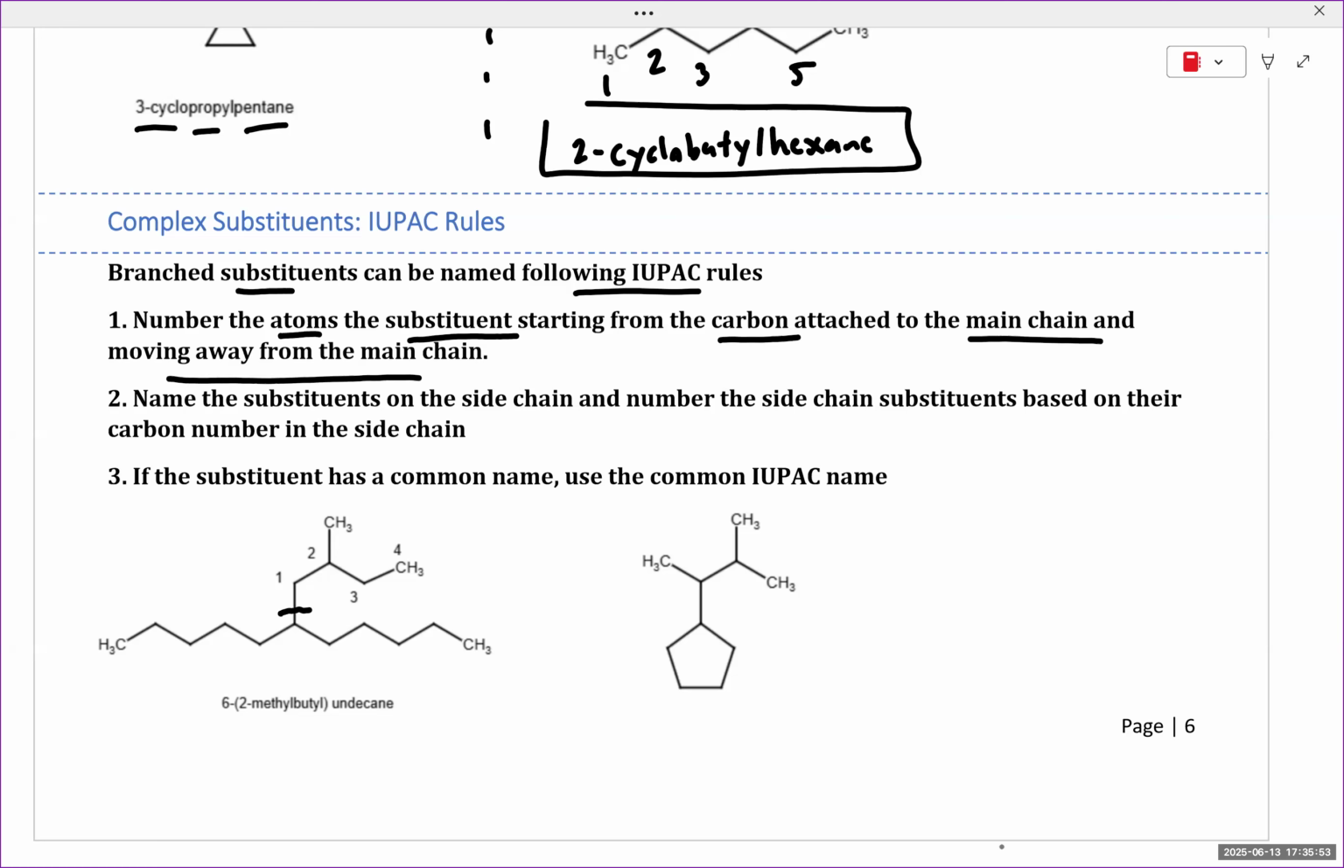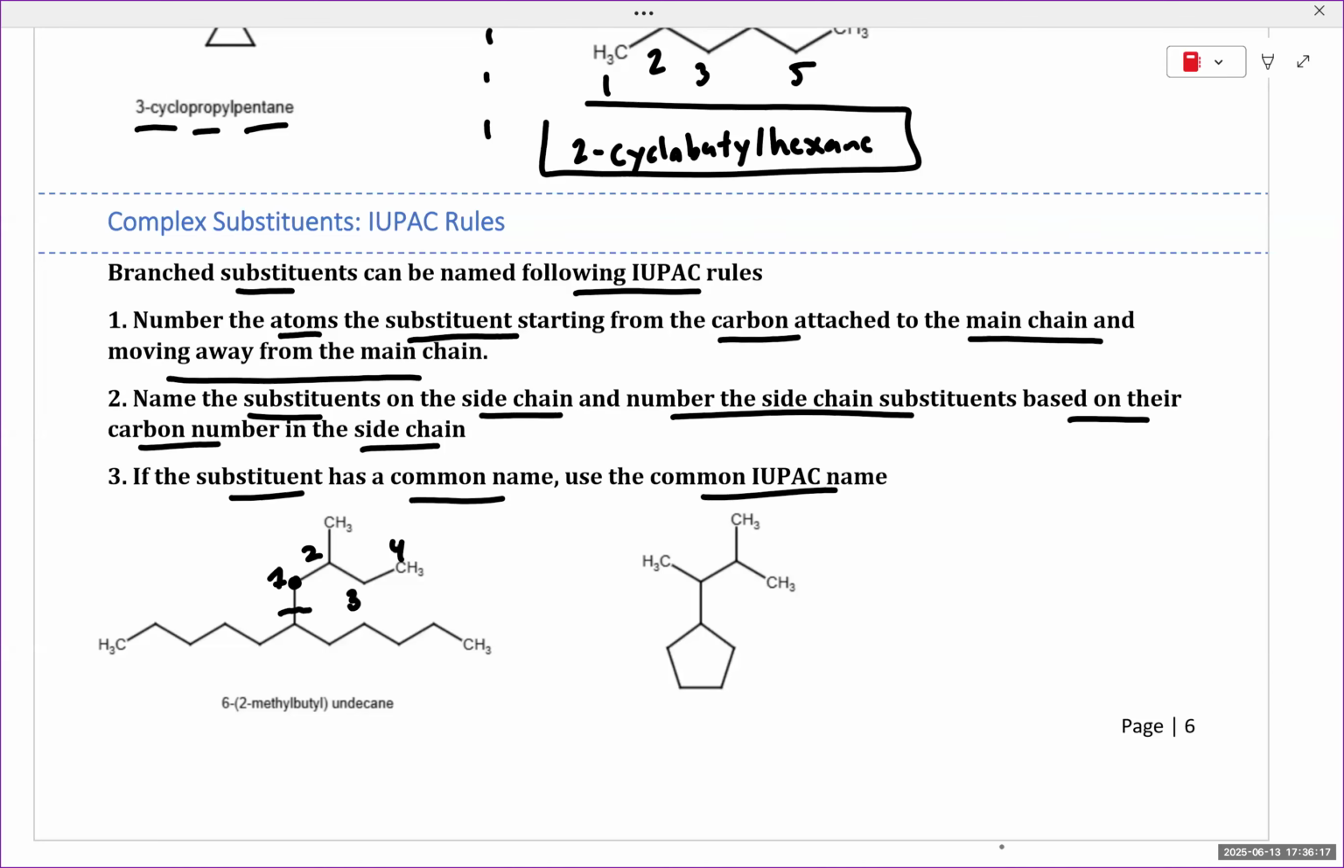For example, this substituent, we pick the carbon attached to the main chain as carbon 1, and we count away from the main chain. You name the substituents on the side chain and number the side chain substituents based on their carbon number in the side chain. If a substituent has a common name, please just use the common IUPAC name.